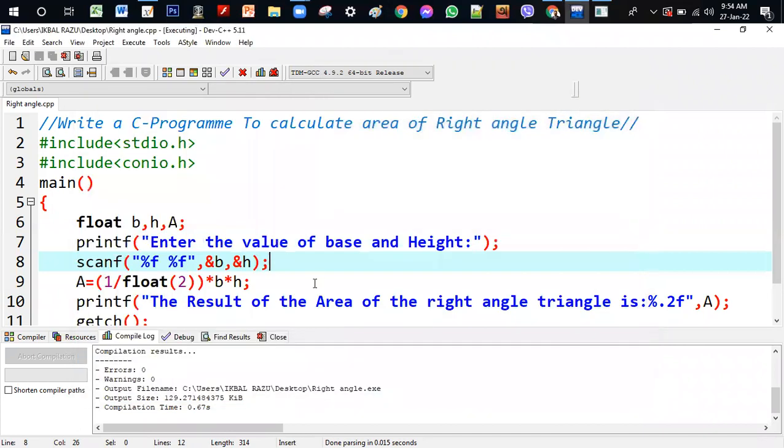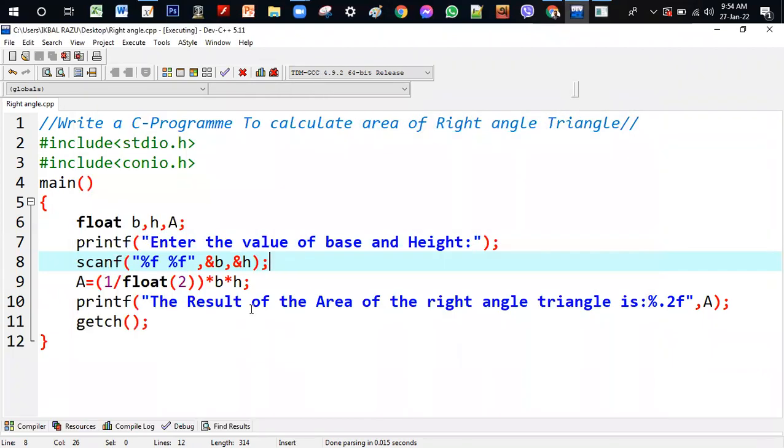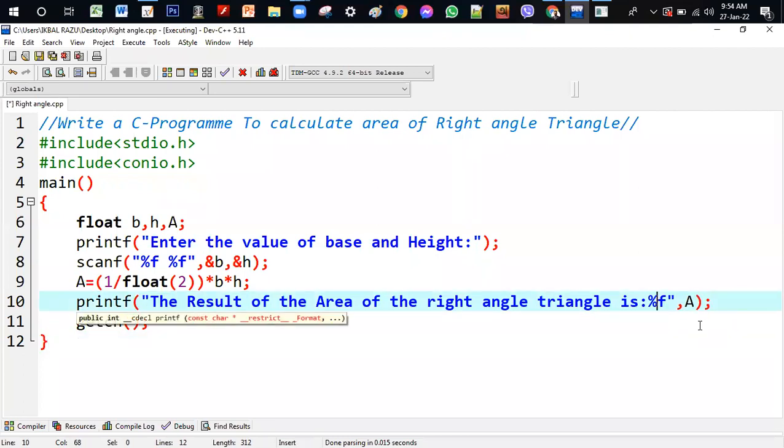Any question? Now we have to find out the result of the follow. The area of the right angle triangle is percentage.2f কেন এখানে? 0.2f. 0.2f means the result will be show after point is only 2 digit. If we declare this point 2, then the result after point will be only 2 digit. But if we declare only percentage sign f, then the result after point will be 6 digit value.